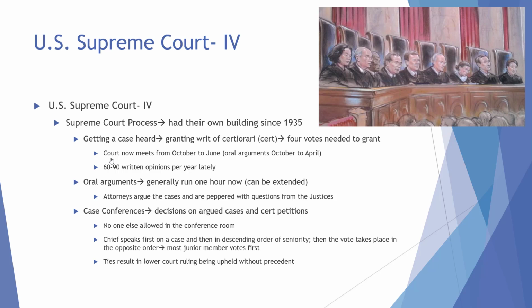So the chief speaks first on a case and then in descending order of seniority. Then the vote takes place in the opposite order. The most junior member votes first and then over to the chief. Remember this, the chief is always the most senior member of the court, even if the chief has been on the court for 1 minute. Ties result in the lower court ruling being upheld without any precedent.